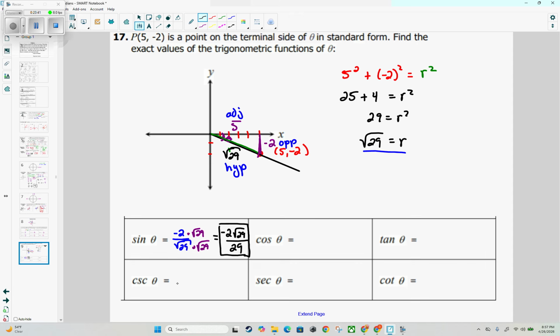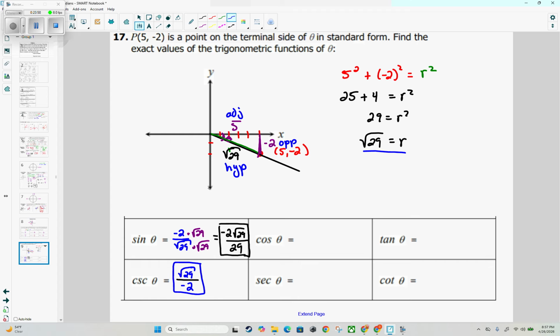The cosecant is basically flipped. So it is my hypotenuse, which was the square root of 29, over opposite, which was negative 2. And in this case, the radical is on the top, so it's done.